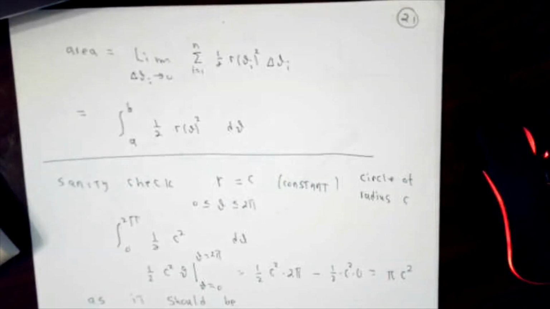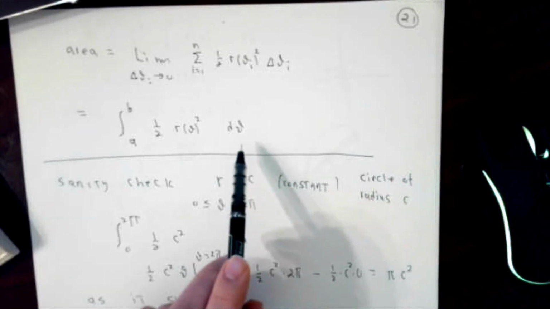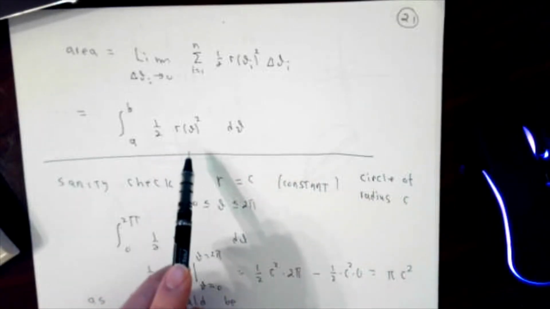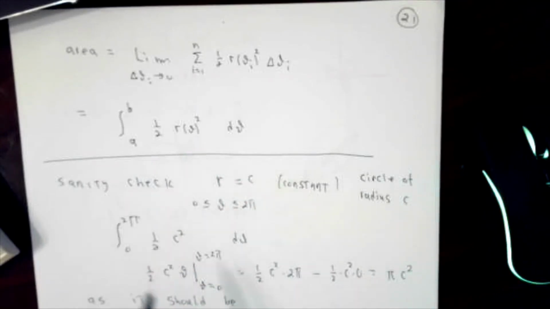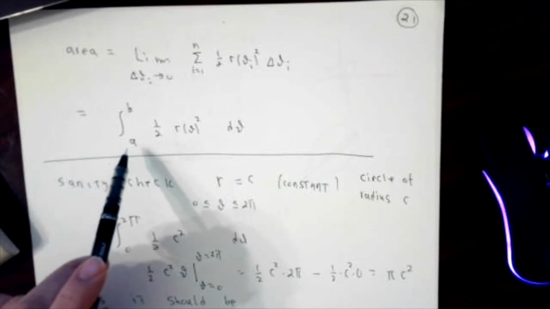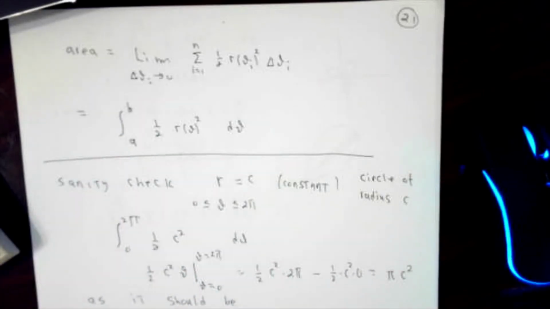So for a given little sector, the area is 1/2 times the square of the radius that goes with the theta value times how much I change the theta. Add them all up, take the limit as the delta thetas all go to 0, and this becomes the integral with respect to theta of 1/2 times the square of the radius in terms of theta, integrated from the smallest value of interest to the biggest value of interest.